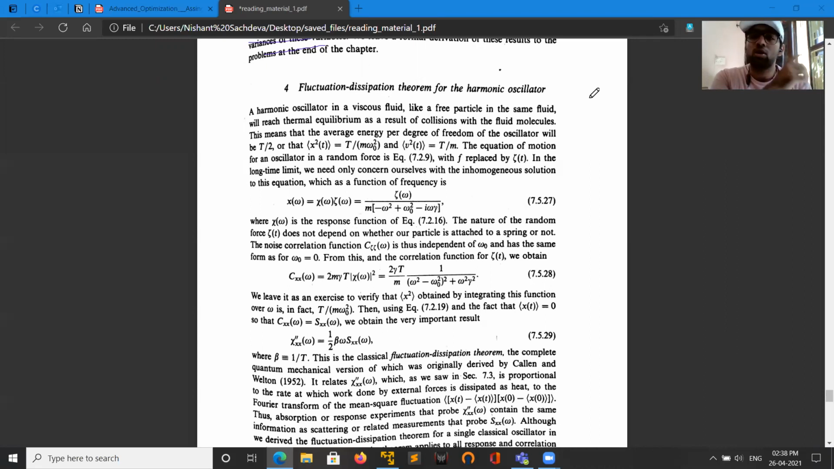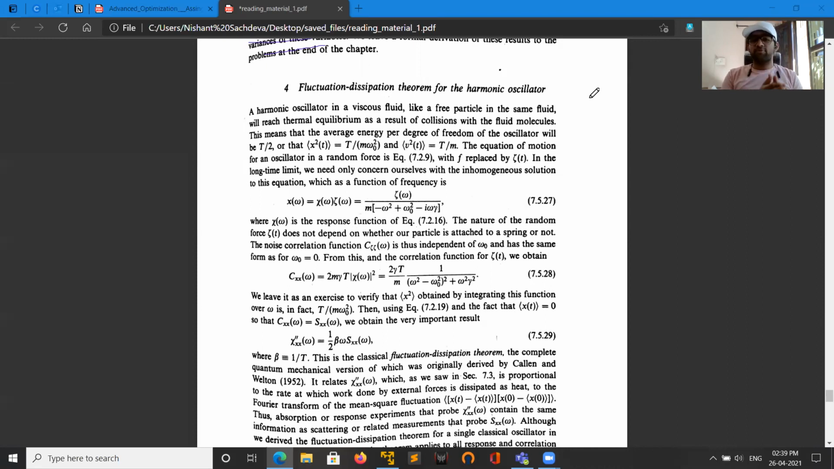So a harmonic oscillator in a viscous fluid, like a free particle in the same fluid, will reach thermal equilibrium as a result of collisions with the fluid molecules. This basically means that the average energy per degree of freedom of the oscillator will be T by 2, or that the average of x squared of t equals T divided by m omega naught squared, and the average of v squared of t is T by m. We've done the math before, so we don't need to really go into that, so we'll go ahead.